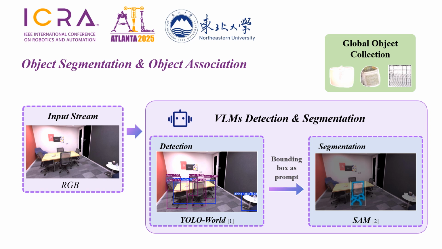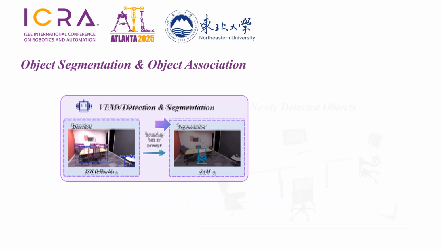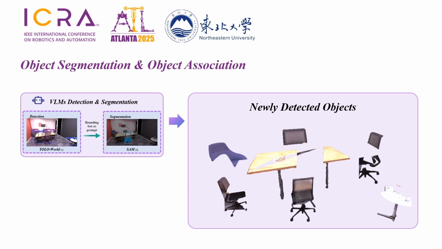Let's talk about object segmentation. Our goal is to divide the scene into meaningful regions and accurately detect objects. To do this, we maintain a global list of all detected objects, each with a unique ID. Start with RGB images. Using the YOLO-World method, we detect candidate objects in the current frame and get their bounding boxes. These boxes are then passed to the SAM segmentation model as prompts. Next, we iterate through all the bounding boxes of detected objects in the current frame, and the SAM segmentation model generates a segmentation mask for each object based on its bounding box.